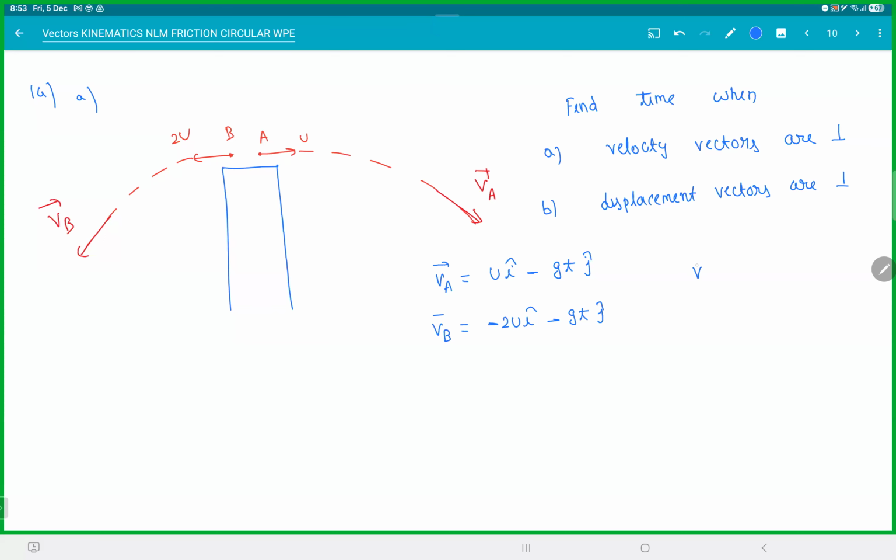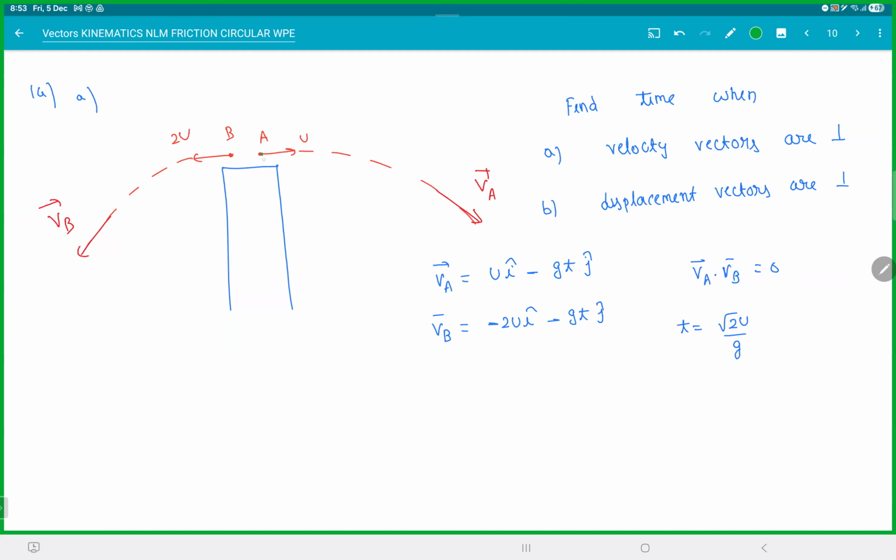You're saying the both are perpendicular. So VA bar dot VB bar is 0. That gives minus 2U square plus G square T square equals 0, and I will get T is equal to root 2 U by G. Yeah. Next thing, what about the displacement vector?